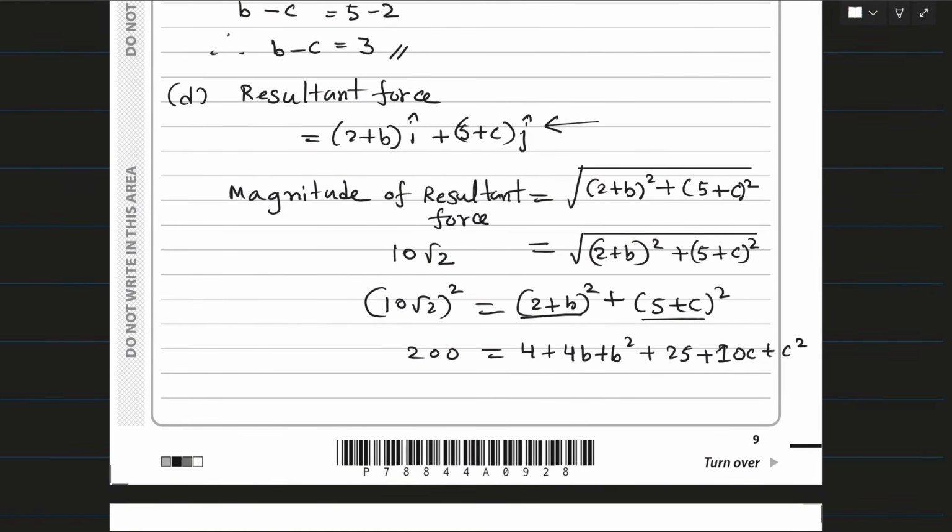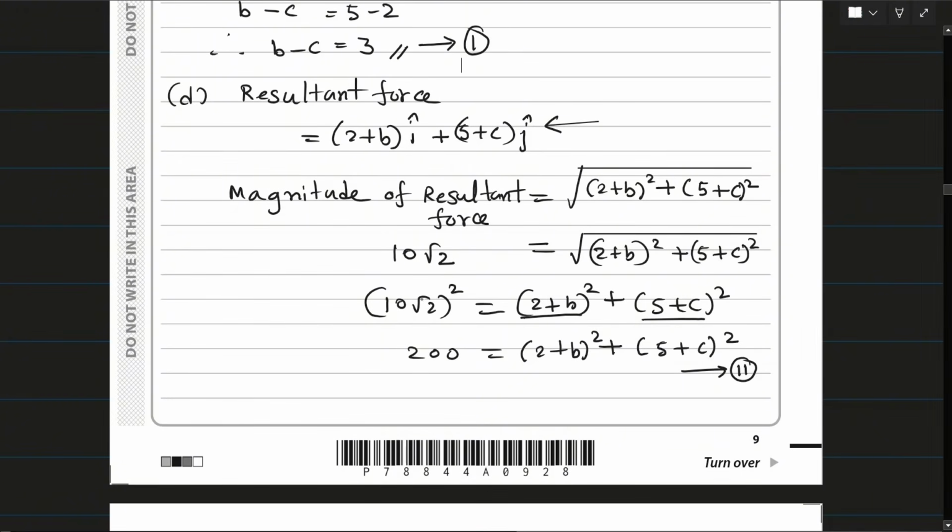Or maybe we should not expand this. Maybe it is best if we keep it like this. It becomes much more concise and is much less work. So we have a second equation here, and the equation in our part C was our first equation.